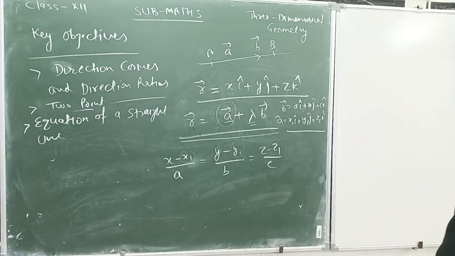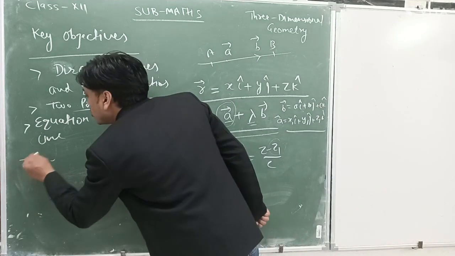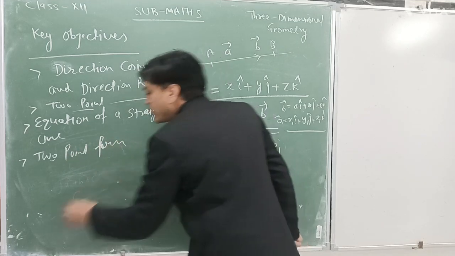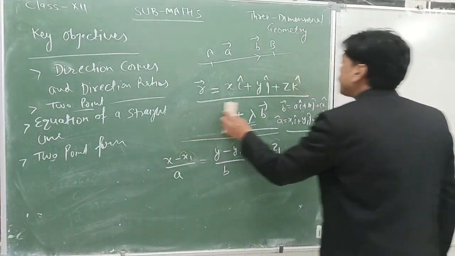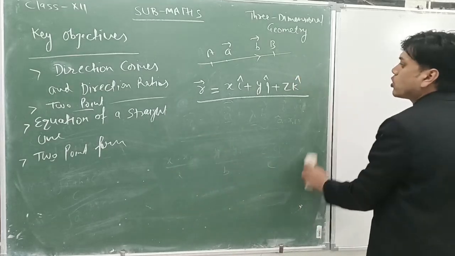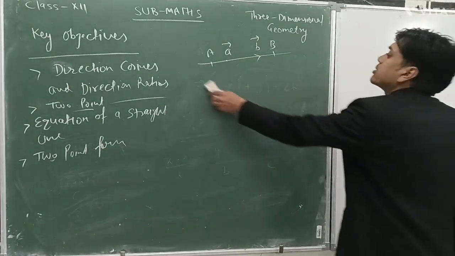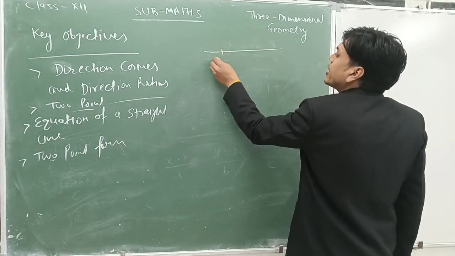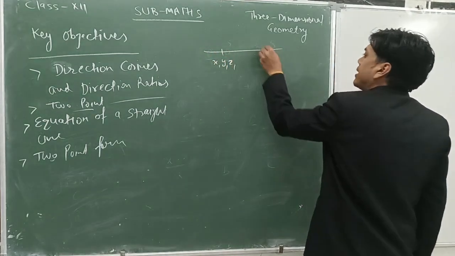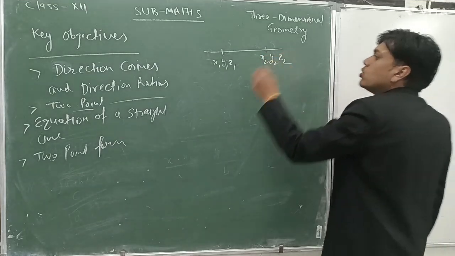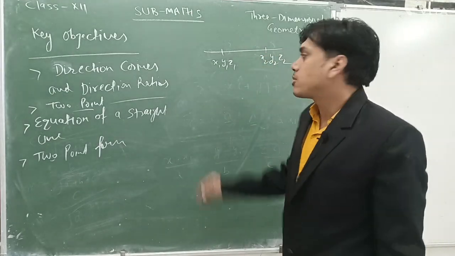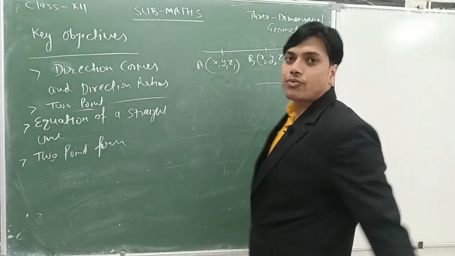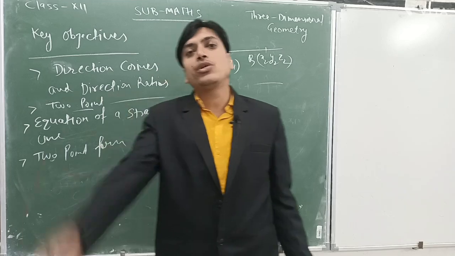So now the next topic is the 2-point form. This is the form where we can find the equation of a line which is passing through two given points. If a line and 2 points are given, x1, y1, z1 and x2, y2, z2, then what will be the equation of the line? Suppose these are the coordinates of point A and these are the coordinates of point B. No direction vector is given, so how do we find the equation of the line?